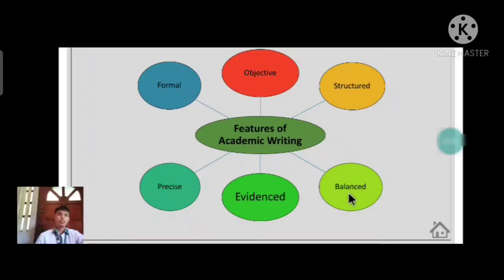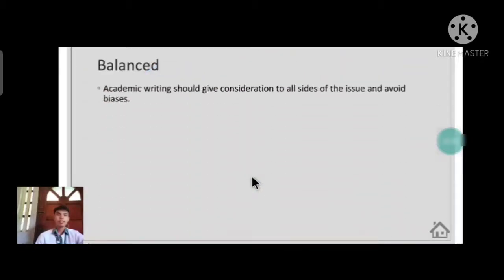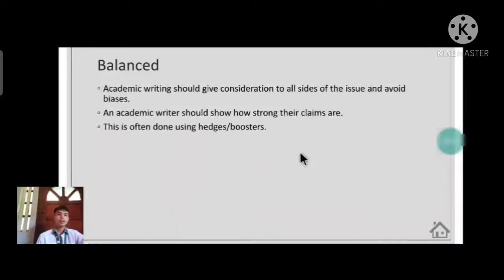Academic writing should be balanced. Academic writing should give consideration to all sides of the issue and avoid biases. Additionally, an academic writer should show how strong their claims are, and this is often done using hedges or boosters. For example, this could be caused by lack of education. The evidence suggests that more safety is needed. So the word suggests is a way of hedging, making the sentence less certain, and so is the word could.